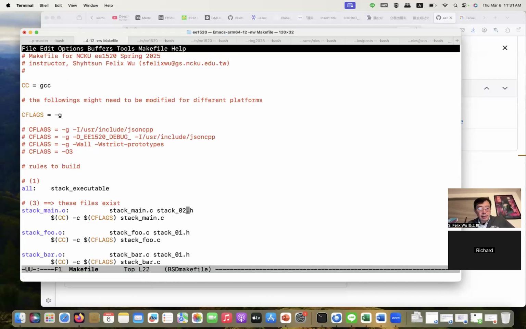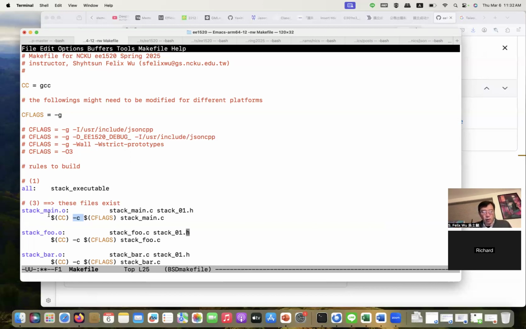Okay, let's change back to stack_01. So now you're done with rule number three. So what's rule number three? These two files exist, so I will just compile this file. Remember, I use -c, which is compiling. By doing this -c on stack_main.c, you will generate stack_main.o in this case.